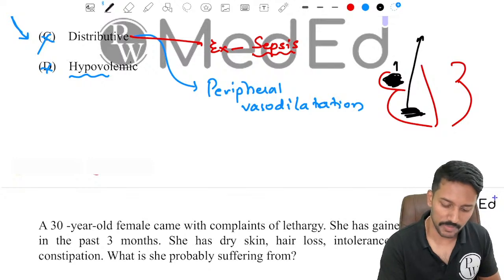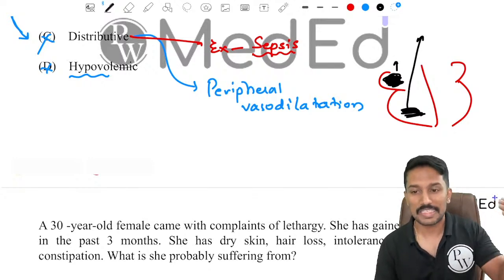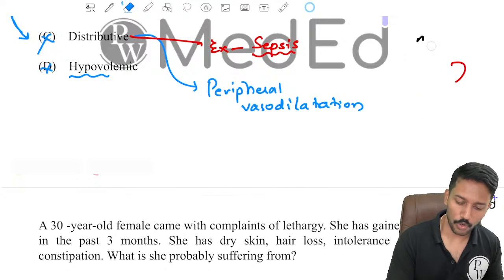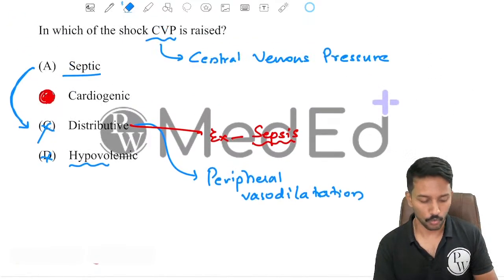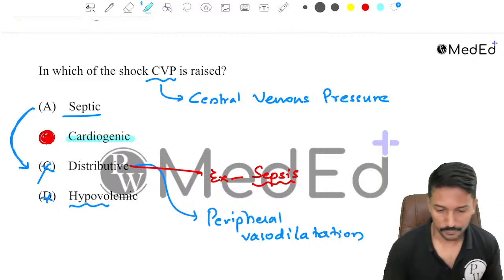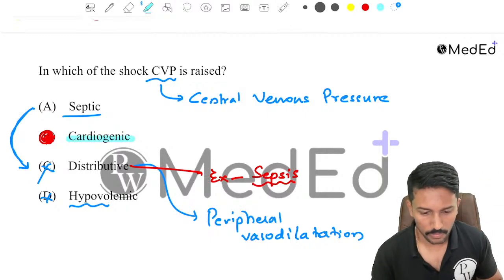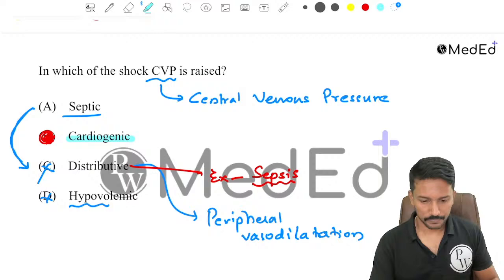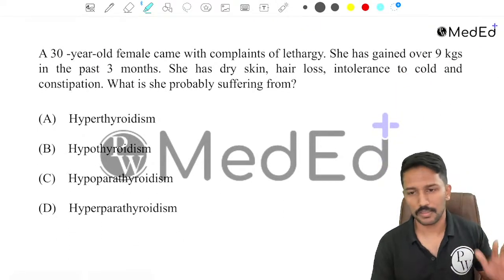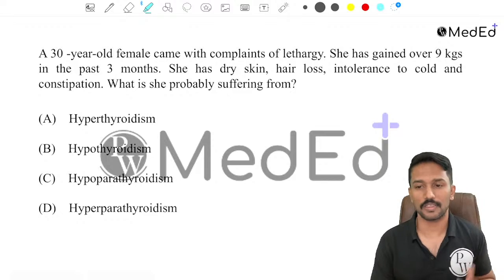So the right atrial pressure will increase. If right atrial pressure increases, CVP will increase, right? In all other cases of shock, the CVP will be low. But in cardiogenic shock, the CVP will be high. All other cases, CVP will be low. So it is pretty easy to recognize cardiogenic shock.